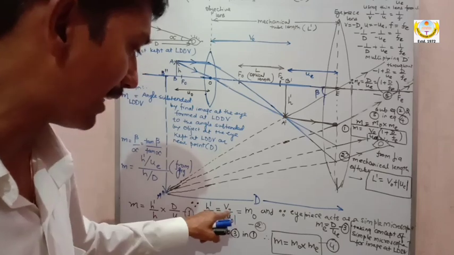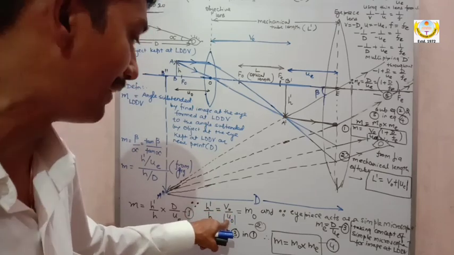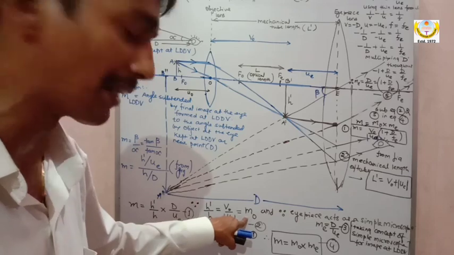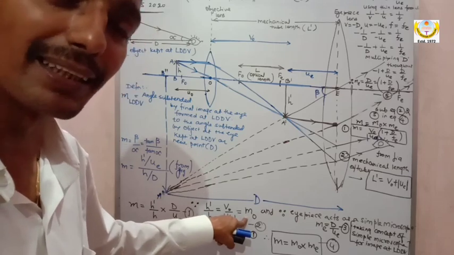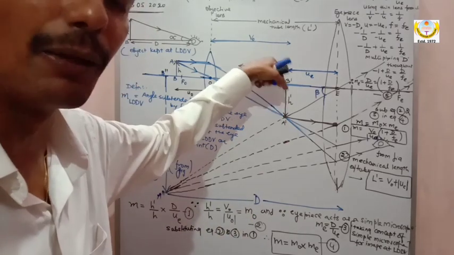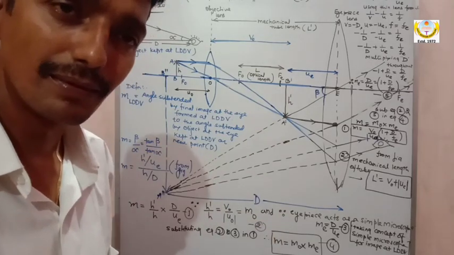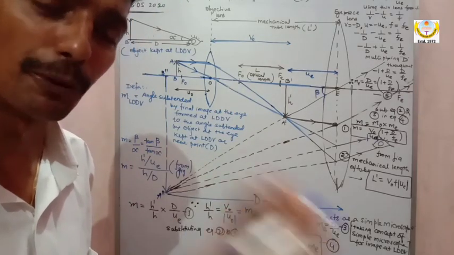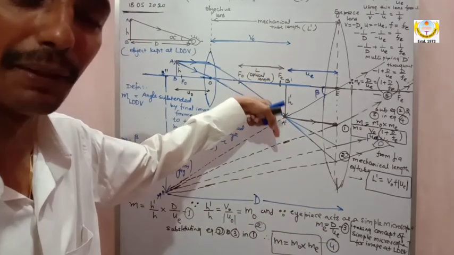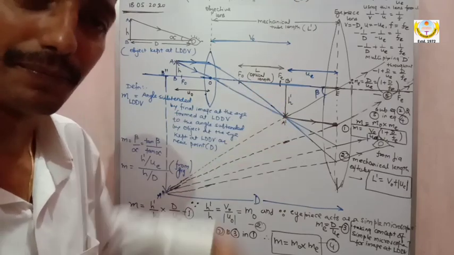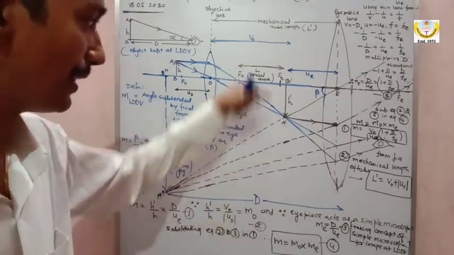I will calculate: this UO coming is -5, I will take it as 5 only, and I will calculate MO. But what does that minus represent? That shows it is an inverted image. So there is no need to put the minus, it is known to everybody that the image is inverted and the answer comes in minus.